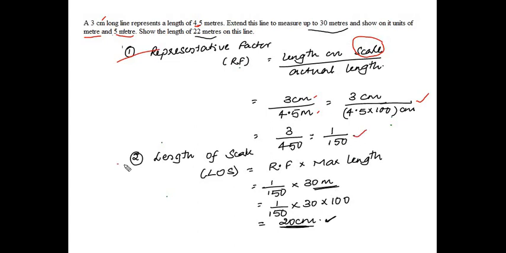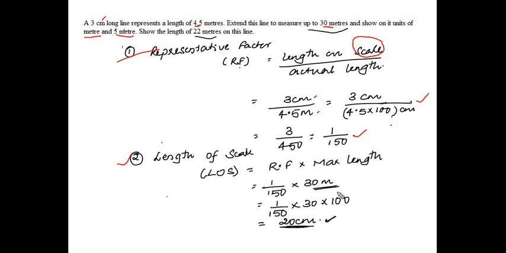Now second thing is we have to calculate length of scale, the length that we are going to draw on our drawing sheet. So length of scale is given by representative factor into maximum length. We already discussed this at great length in the previous example. So here you can see the representative factor is 1 by 150 and the maximum length to be measured. You can see here, extend this line to measure up to 30 meters. So this is the maximum length that has to be measured. So 1 by 150 into 30 meters.